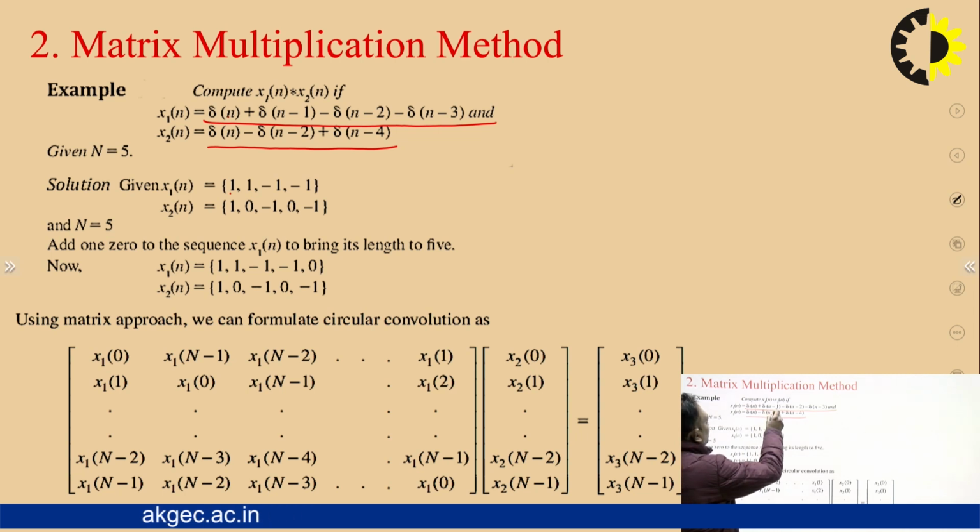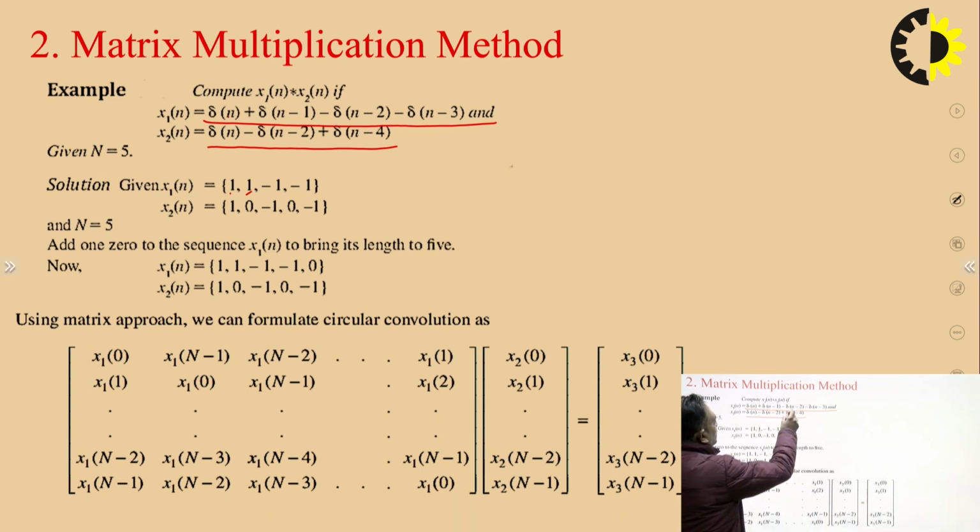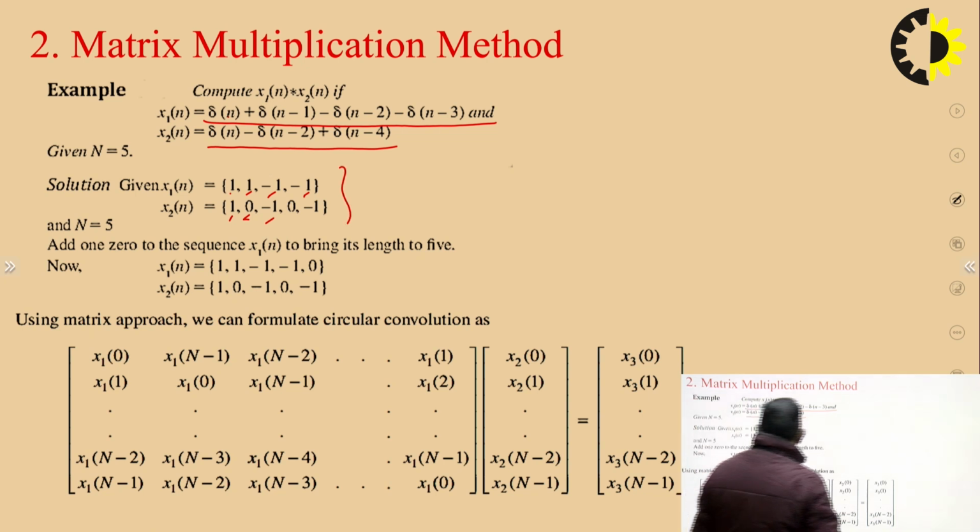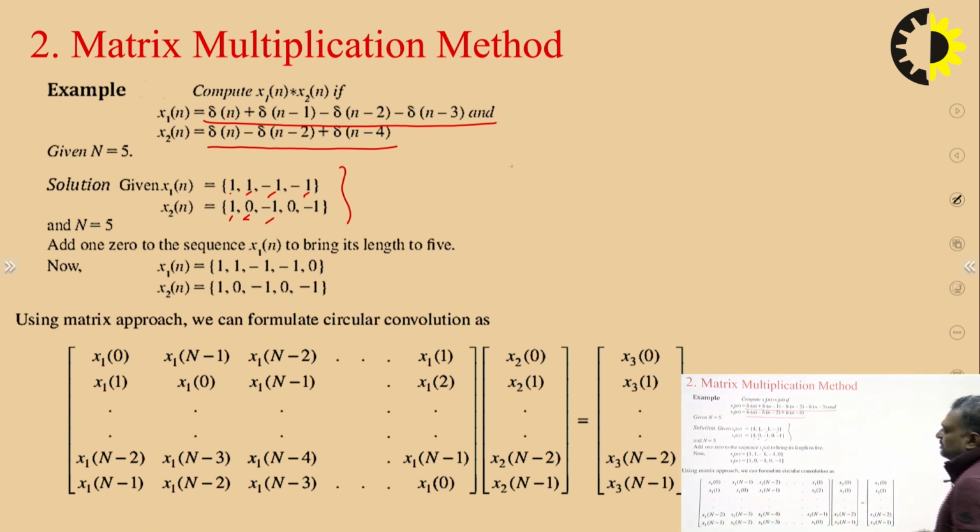Delta(n minus 1) is defined only at n equals 1, so you get the value 1 here. Minus delta(n minus 2) is defined only at n equals 2 and the magnitude is 1, so the value is minus 1, and similarly here the value is minus 1. And delta(n) has value 1, and at delta(n minus 1) there is no value, so it is 0, at delta(n minus 2) the magnitude is minus 1, so this value is minus 1. Like this we have made the sequences. These sequences may also be given to you directly.